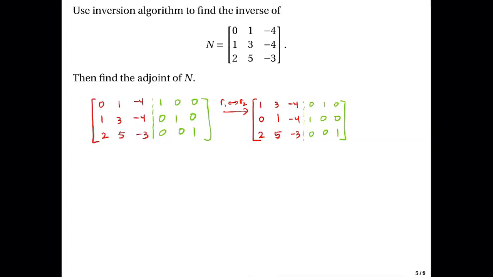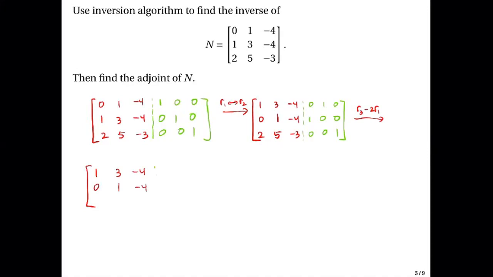And then this is now a leading one. This is 0. We want this one to be 0. So we do row 3 minus 2 row 1. So row 1 and row 2, we just copy it. So we will have 1, 3, negative 4, 0, 1, negative 4 on this side. On the other side, I have 0, 1, 0, 1, 0, 0.